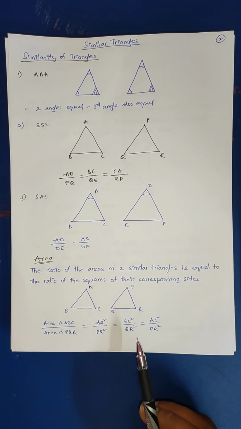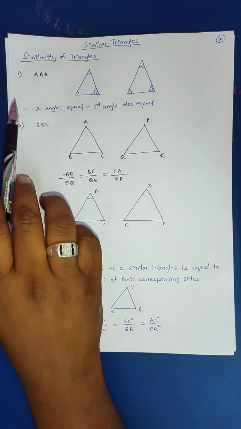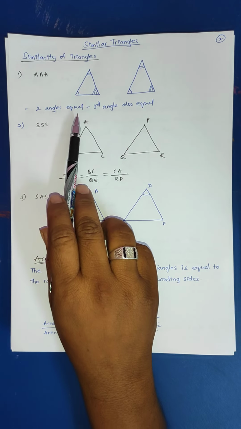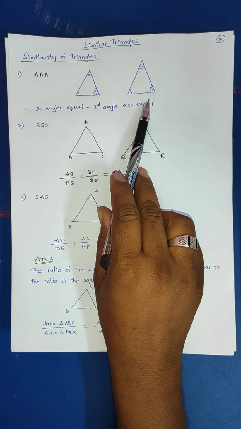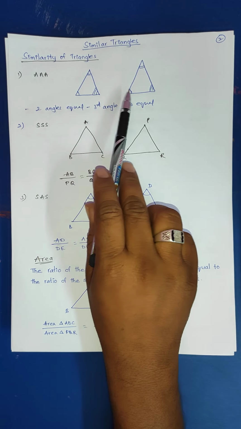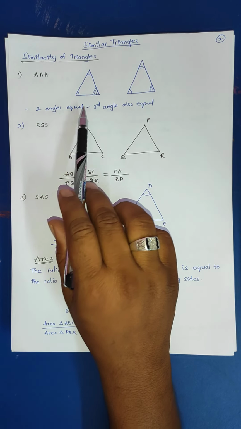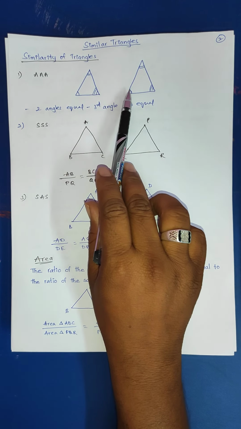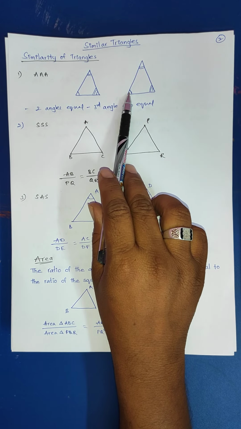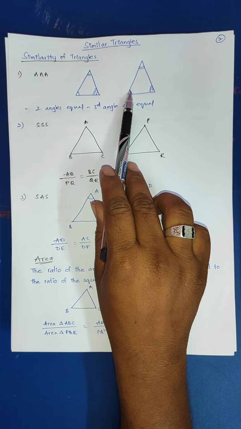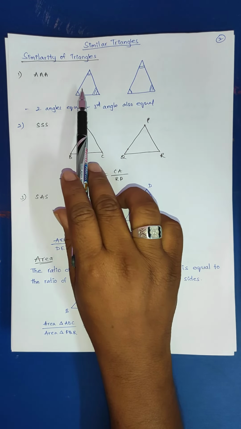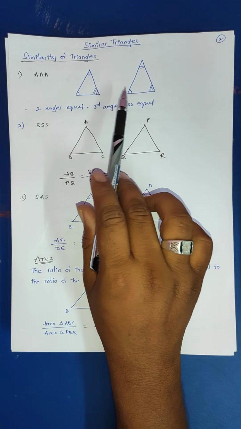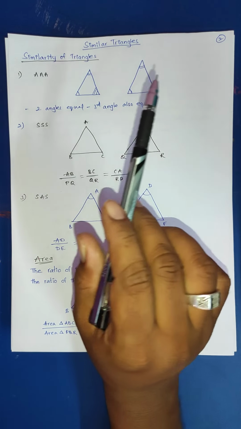There are some properties, among them the AAA criterion. It means that in the first triangle as well as the second triangle, corresponding angles are equal. Left angle, base side left angle, 45 degrees, 45 degrees, like that corresponding angles are equal. Then we can say that these two triangles are similar to each other.